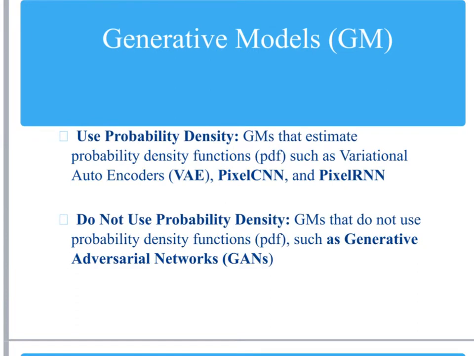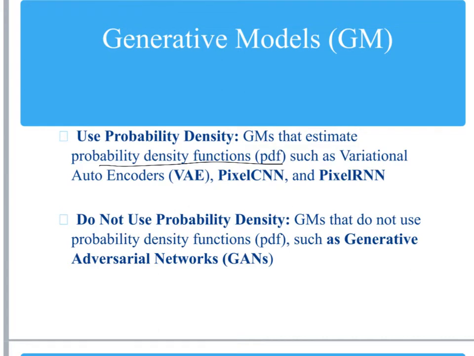Now let me talk about how GAN fits under the generative models. For our purpose, we can think of generative models as something that generates images. So it creates image data. The way generative models create images is done mostly in two different ways. One is through estimating the probability density function, PDF.